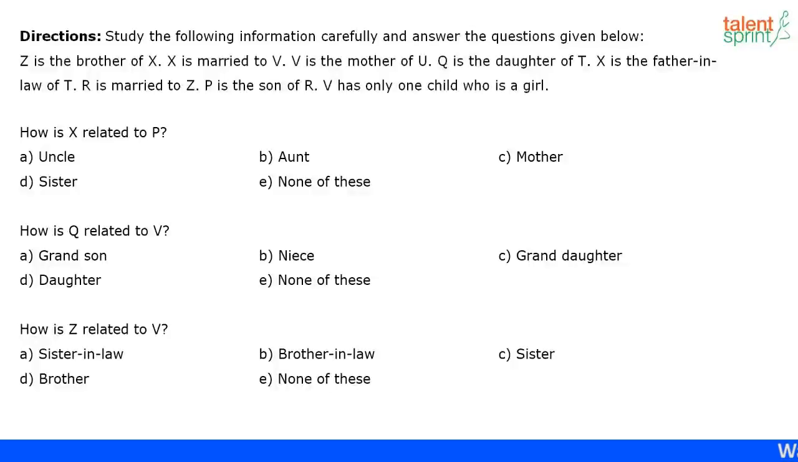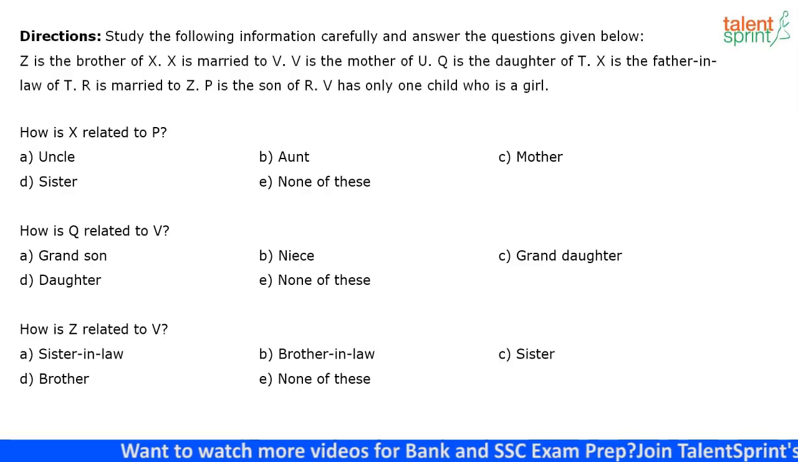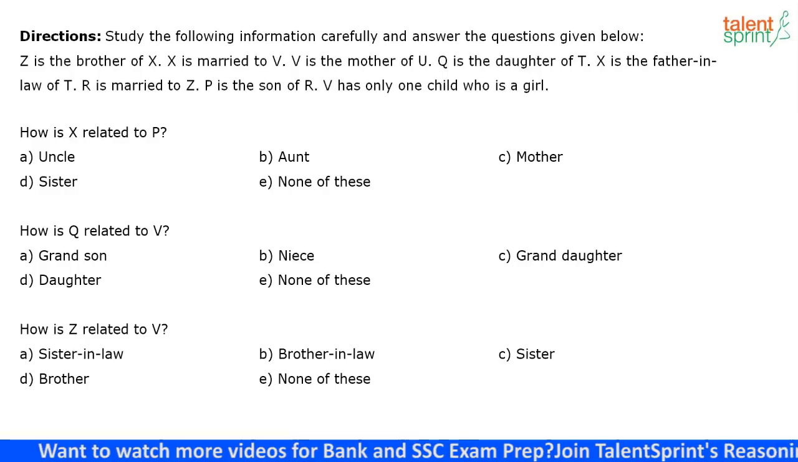The first question for today's session is from the topic of blood relations. What is given here? Z is the brother of X. X is married to V. V is the mother of U. Q is the daughter of T. X is the father-in-law of T. R is married to Z. P is the son of R, and V has only one daughter. So how do you solve this question?